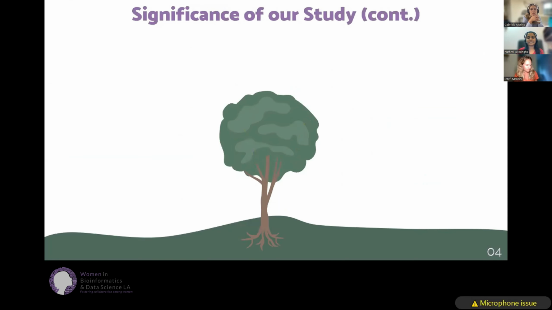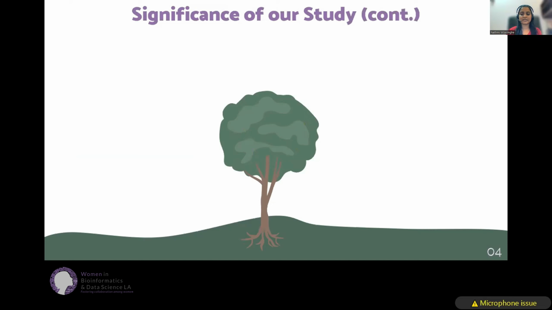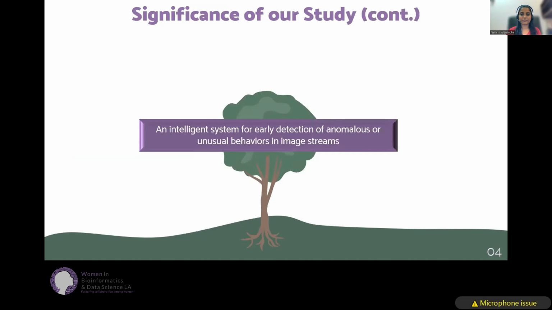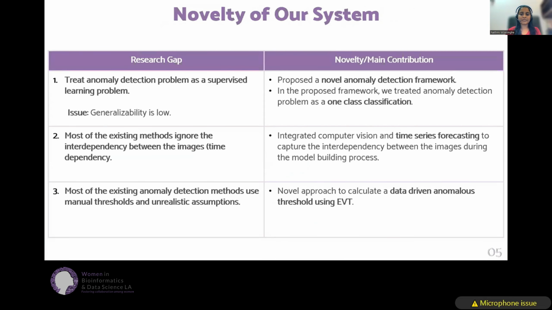This is where we see the need of a system which can identify such situations in early stages so we can take precautions beforehand. Now let us look at the novelty of our system. We have mainly identified 5 research gaps that we can address in currently existing methods.